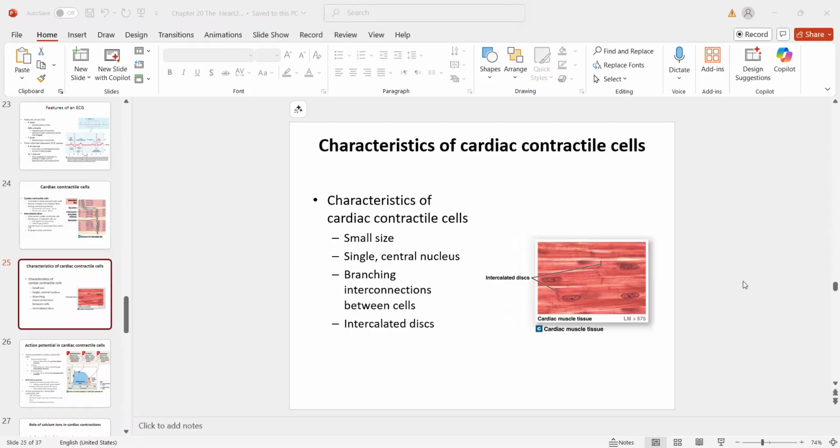Cardiac contractile cells are small in size. They have a single centrally located nucleus and are branched, interconnected between cells. The hallmark of cardiac muscle cells is the presence of intercalated discs, which play a role in action potential conduction.